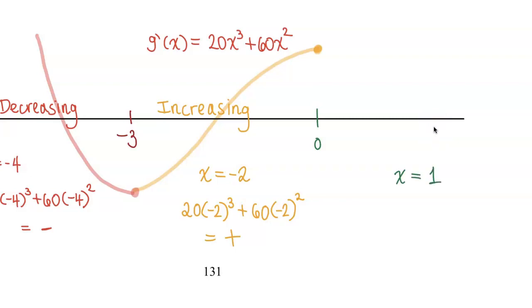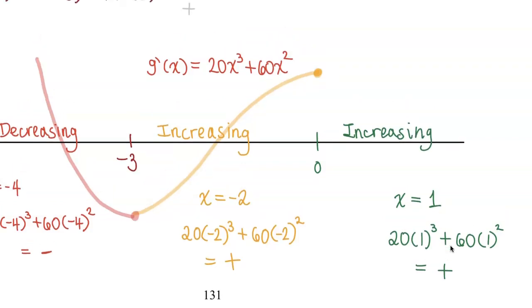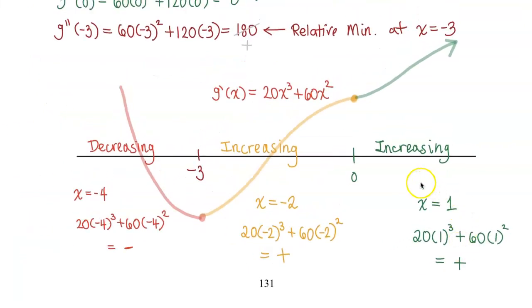All right? If I do 20 times 1 cubed plus 60 times 1 squared, that's positive, right? Because this is really 20 plus 60, that's 80. 80 is a positive number, so this is increasing. I see. Our critical value of x equals 0 was not that special after all. It still increases. So the behavior did not change as it hit 0. It was increasing and it is still increasing.